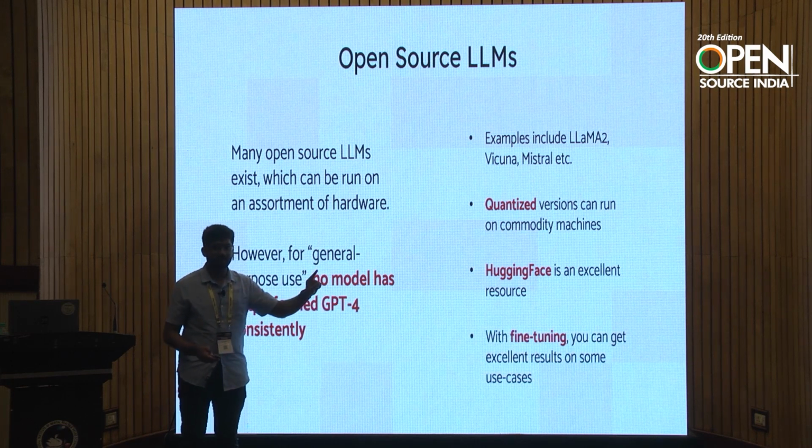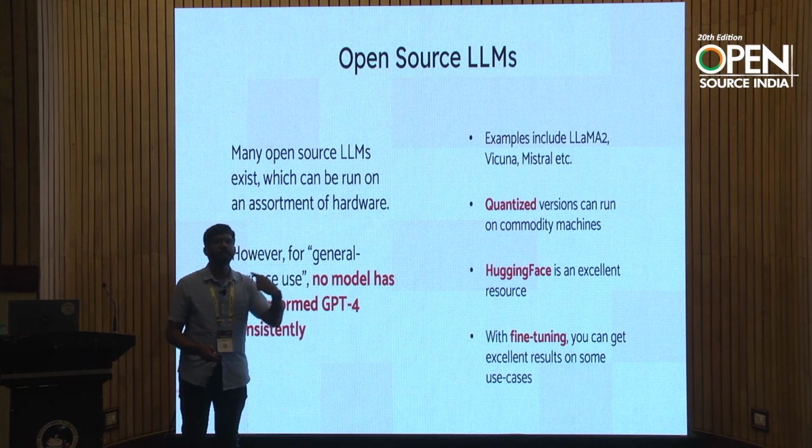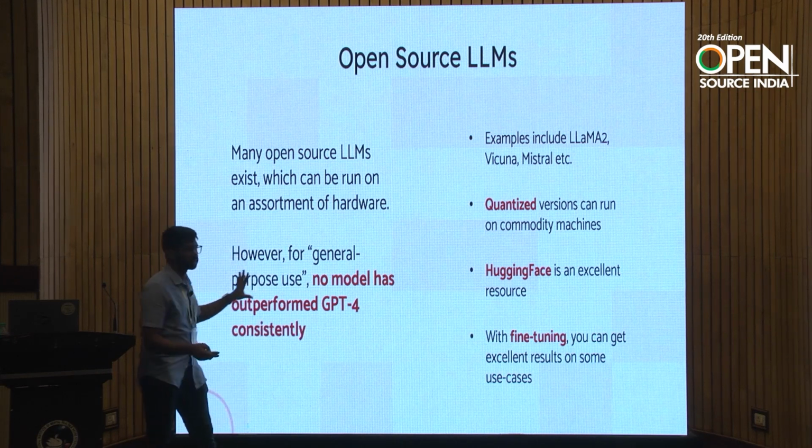And with fine tuning, as I mentioned earlier, open source models with small parameter sizes, if you fine tune them for a specific use case, you can get excellent results and probably cost savings over using GPT if you have enough scale, right? So that's where the open source models come in.